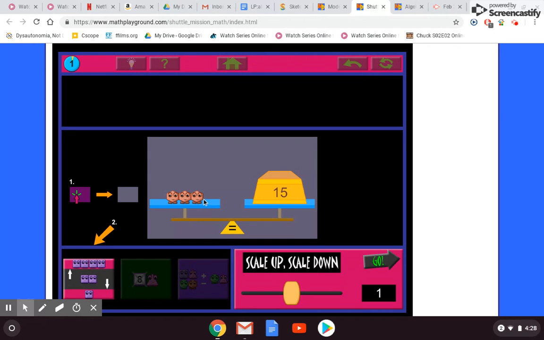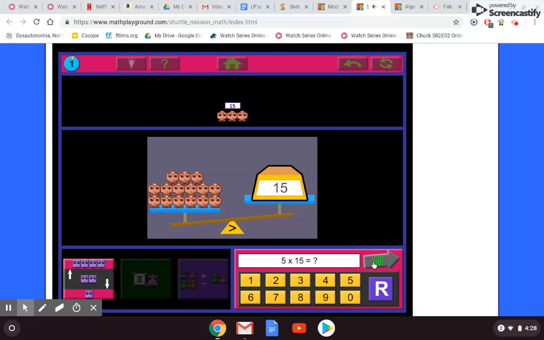If 3 of these zogs, by the way, are 15, then 1 zog is what? And this is actually the same thing as 3 times x equals 15. You would divide both sides by 3. So 15 divided by 3 is 5. We move this scale here and push go. Then, since now we know each one of the zogs weighs 5, what if we had 15 of them? And it'll keep doing that, and just do a few of those for practice, and then move on to the next game.